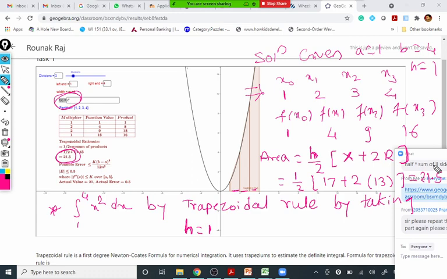And suppose in the exam the question is like this: evaluate this by the trapezoidal rule and hence compare with the actual value. Then you have to calculate this actual value. Now I will write it by this one.